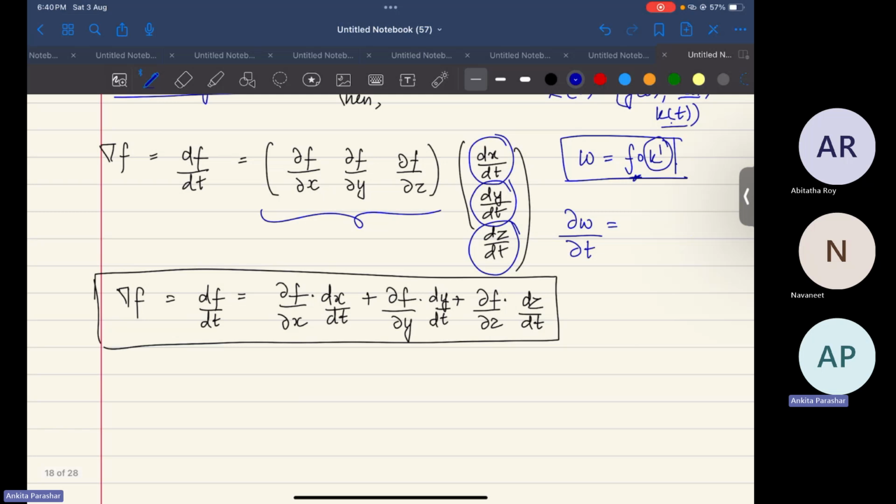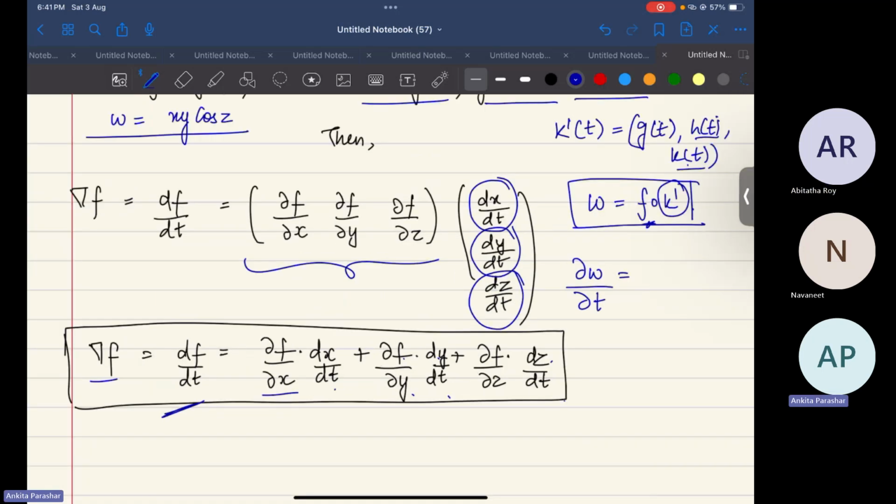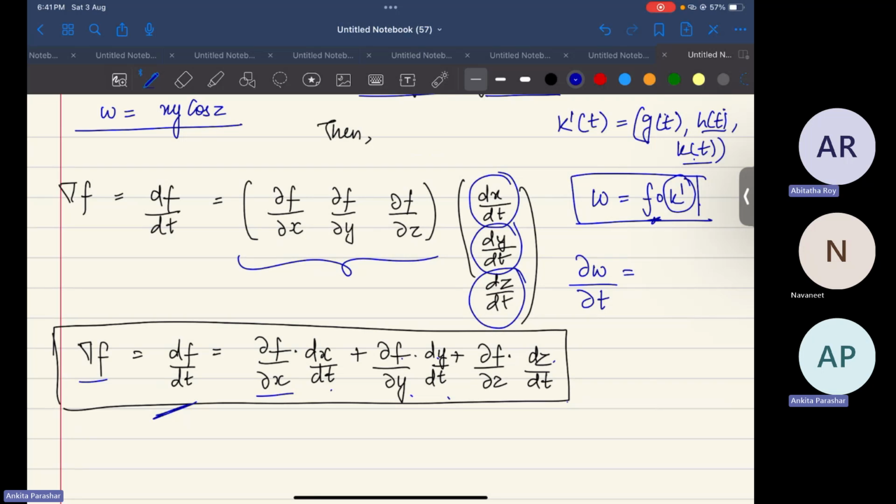So finally, your df/dt is the sum of the products: ∂f/∂x times dx/dt, ∂f/∂y times dy/dt, and ∂f/∂z times dz/dt. So I think this is one way. It's a bit confusing in the sense that you have to write the function in a way that looks like a composition. That is the only thing you have to do. Otherwise, you simply put in the values and take the derivative. This is another way.